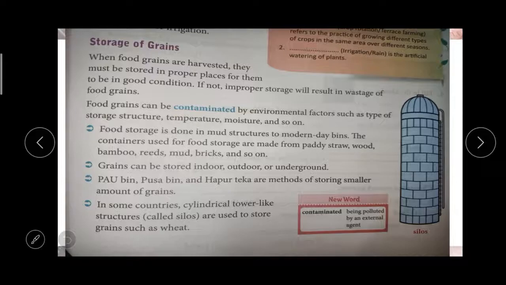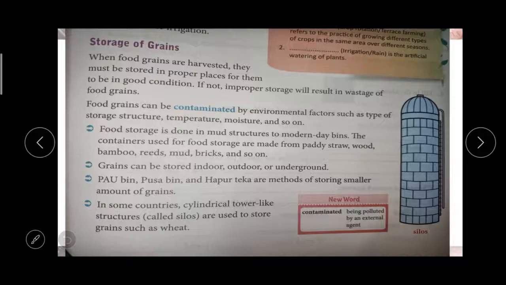Food storage is done in mud structures, from mud structures to modern day bins. The containers used for food storage are made from paddy straw. Farmers use one type of storage made up of paddy straw, wood, bamboo. Mostly it is made up of products of trees: bamboo, reeds, mud bricks.